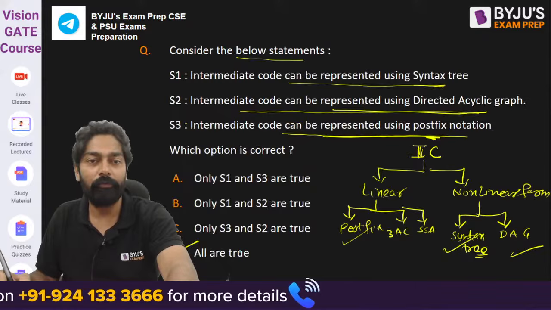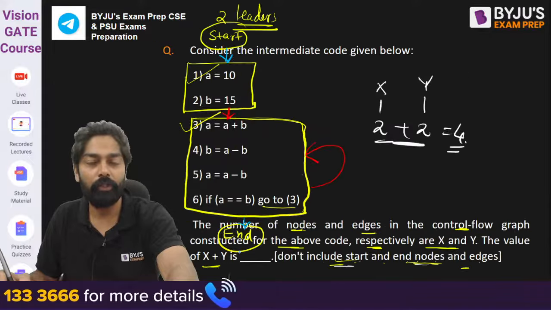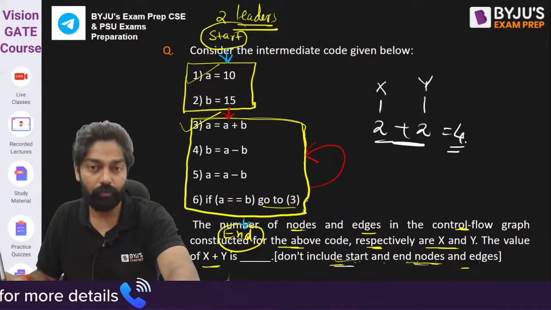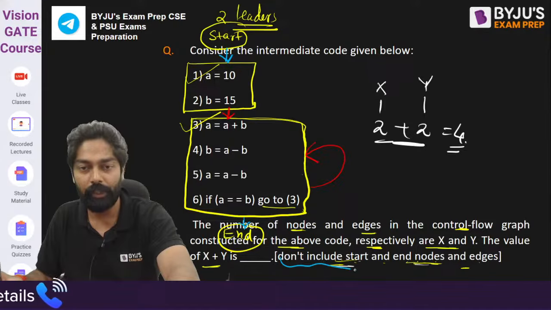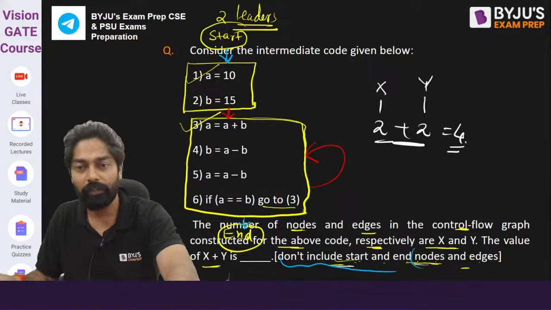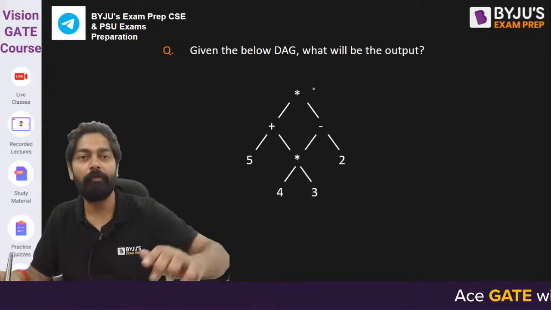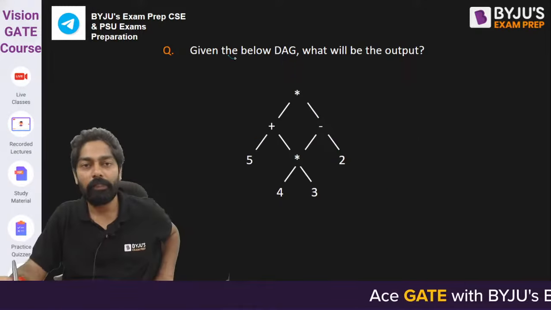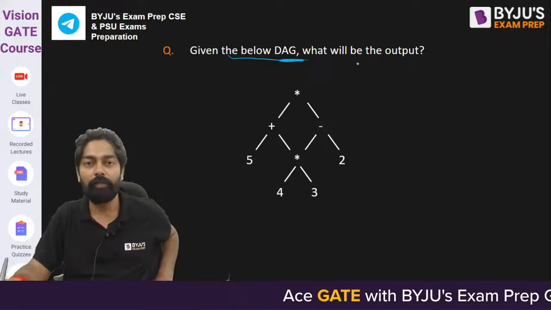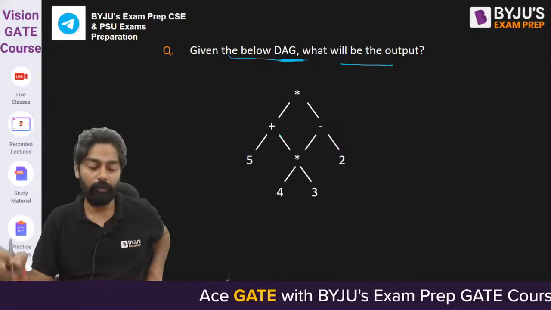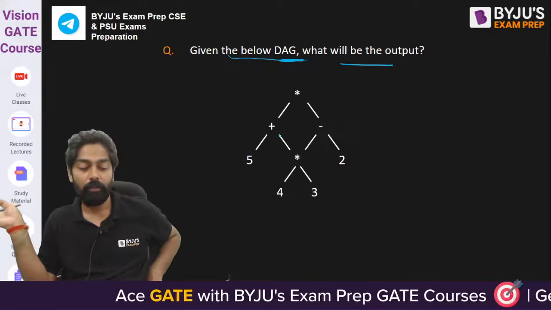We have solved some questions already. So be careful while solving the question. Here in the question they have mentioned don't include start and end nodes and edges. In the question they will mention it to you. Can you please tell me what is the output? Consider the following DAG. What will be the output? Can you please reply?